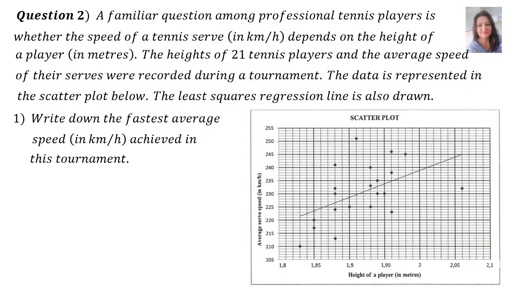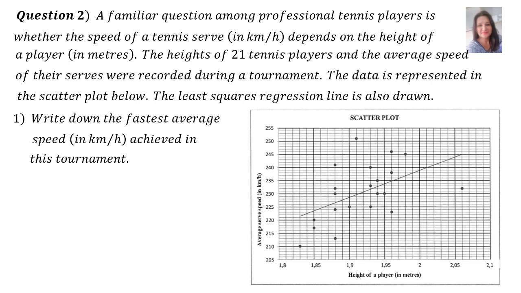Question 2. A familiar question among professional tennis players is whether the speed of a tennis serve in kilometers per hour depends on the height of a player in meters. The heights of 21 tennis players and the average speed of their serves were recorded during a tournament. The data is represented in the scatter plot below. The least squares regression line is also drawn.